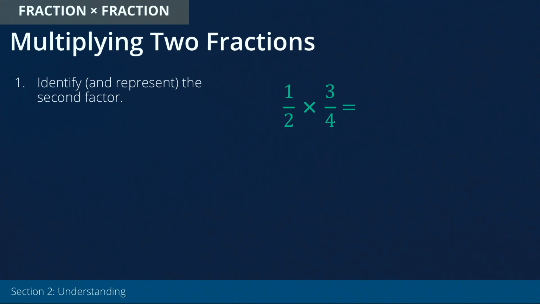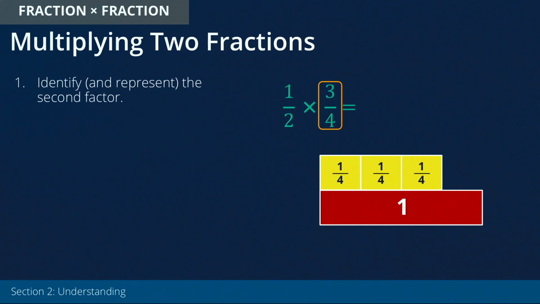First, I'm going to really think about what this problem is asking me. I need to multiply 1/2 times 3/4. But it's better if I think about this as I need to figure out 1/2 of 3/4. I really like to interpret that multiplication sign as of. That's going to help students with this interpretation. So if I'm finding 1/2 of 3/4, the first thing I'm going to do is identify and represent the second factor. Here the second factor is 3/4, and I'm going to represent 3/4 as 3 1/4 pieces.